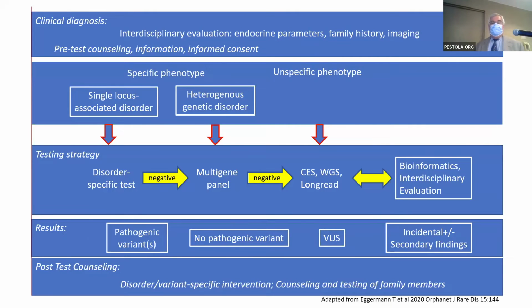Okay. So a simple algorithm, and I've adapted this one from Eggerman, is you got a clinical diagnosis, you get your multidisciplinary evaluation. You can do it all yourself, great. Get the family history, look at the imaging, do that pre-test counseling, information to the family about what the test is, what can be found, and document your informed consent. You need a signature. If you have a specific phenotype and it's only associated with one locus, one particular gene, you can do a disease-specific test.